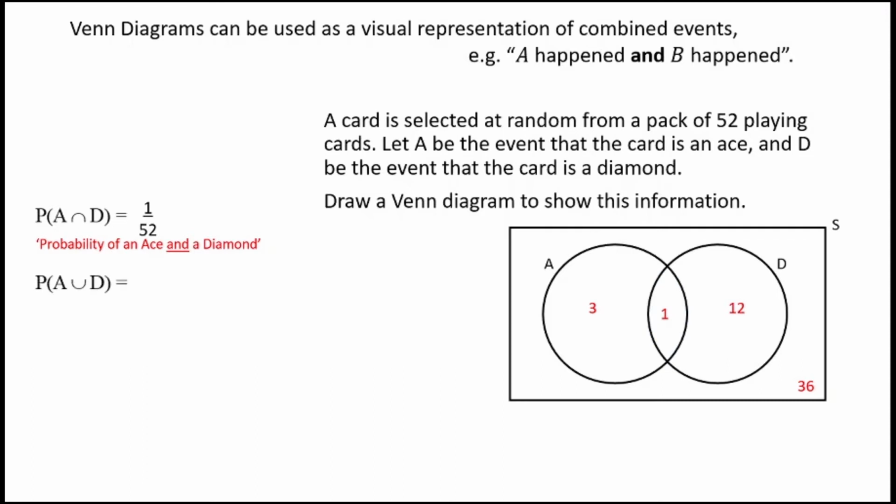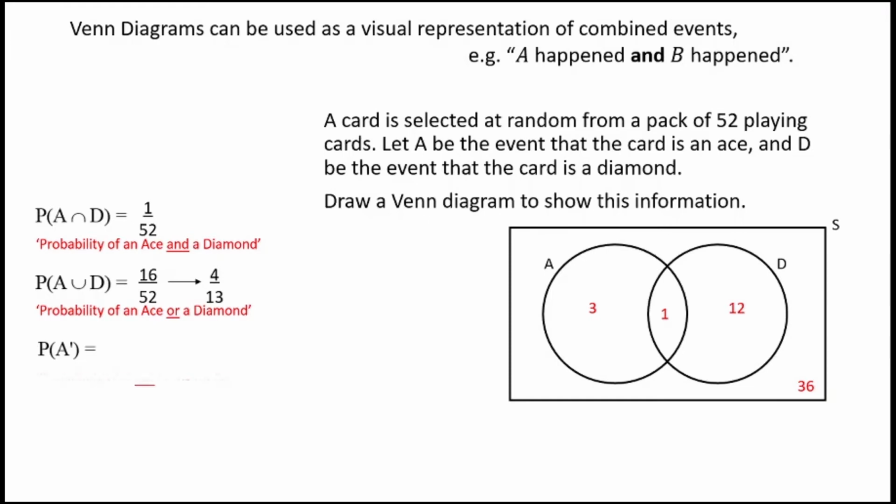Next, we're looking for the probability of A union D. So a card that is an ace or it's a diamond. So that ends up being anything within these circles. So 3 plus 1 plus 12 gives us 16. 16 over 52, 4 over 13.